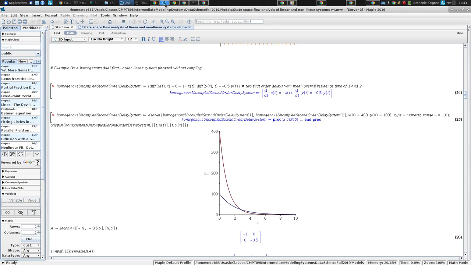Now the Jacobian here is also completely straightforward. We're taking the Jacobian of this system. For the first element of the system, dx/dt equals minus x, that's the minus x here. And the second element of the system is dy/dt equals minus 0.5y, so it's minus 0.5y. And that's the Jacobian right here. What's this element of the Jacobian in the upper left?